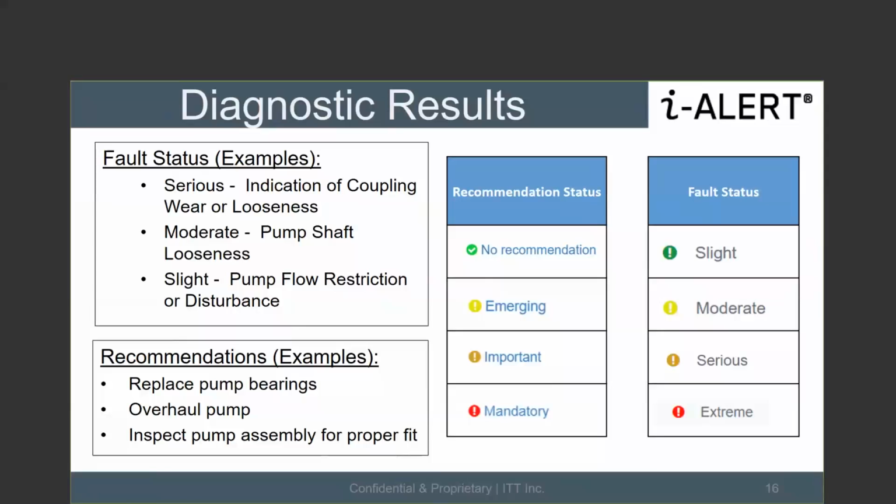And the same thing goes for the recommendations. Some of the examples are replace pump bearings, overhaul pump, inspect pump assembly for proper fit. Again, the same thing as your fault status, we give you 4 different severities. Obviously, the first one is no recommendation, so you won't get any kind of recommendation. But then the next three is what you would be acting upon, in terms of do I need to just keep an eye on it, or do I need to send someone right there to get a better idea as soon as possible, because that's what the rules engine is spitting out. So that is the output that you will see, and then make decisions on top of it on how you want to act.